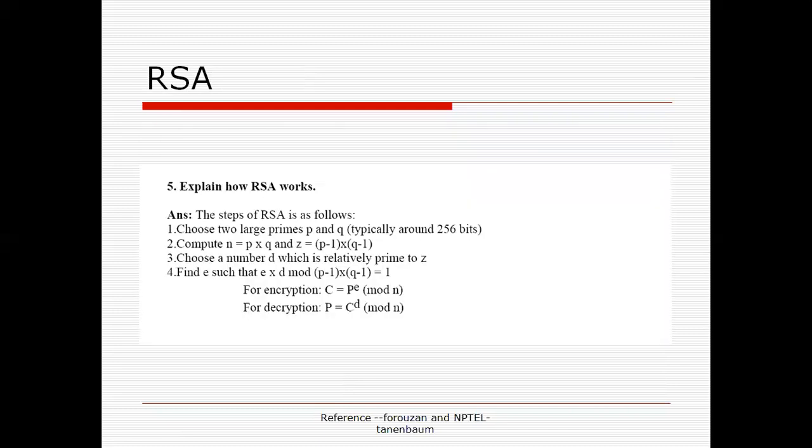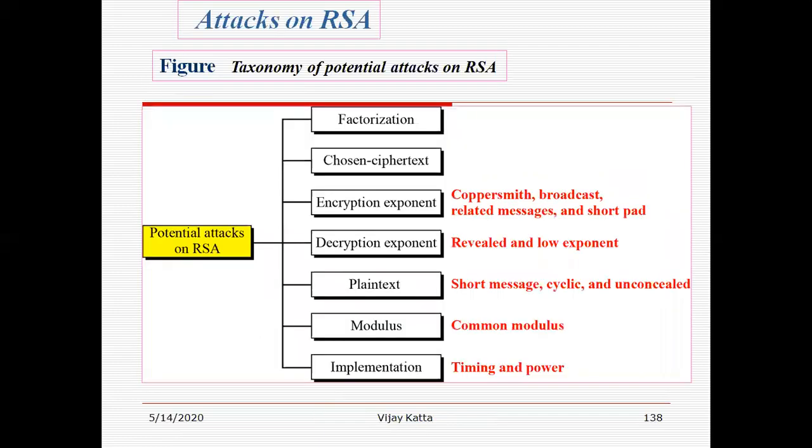Now this is the explanation of the RSA algorithm. This is a computational technique. Now these are a few types of attacks performed on RSA: factorization, chosen ciphertext, encryption exponents, decryption exponents, plaintext modulus, and implementation techniques.